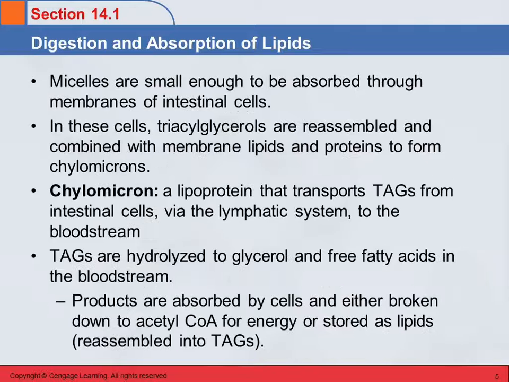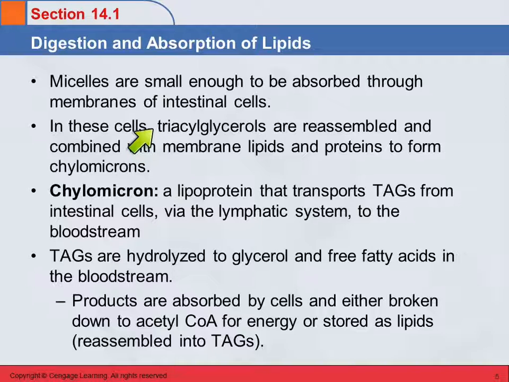I don't remember if I put a picture. I didn't. The micelles are small enough that they can be absorbed through the membranes of the cells in your intestine. So what happened is the triacylglycerol had one or two of its fatty acids cut off and got emulsified, and then it went into the cell, and now it's going to get put back together. So inside the cell, we're going to reassemble the triacylglycerols.